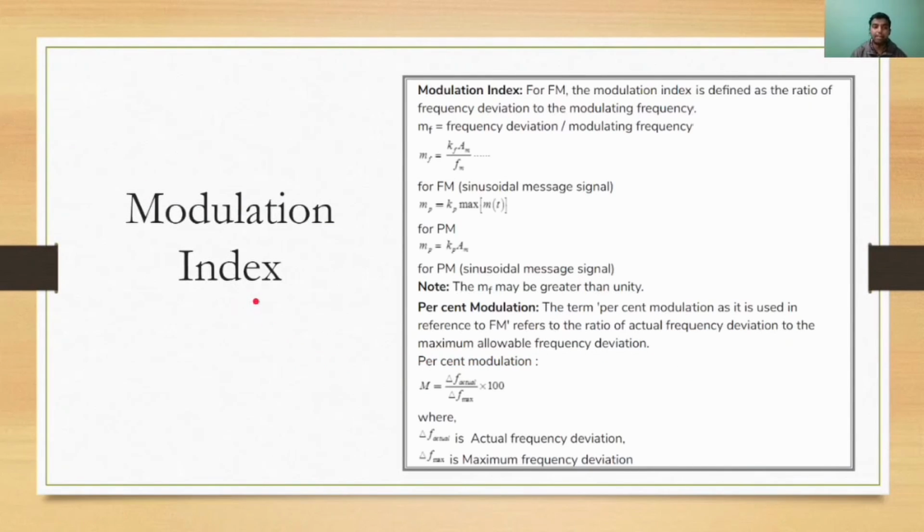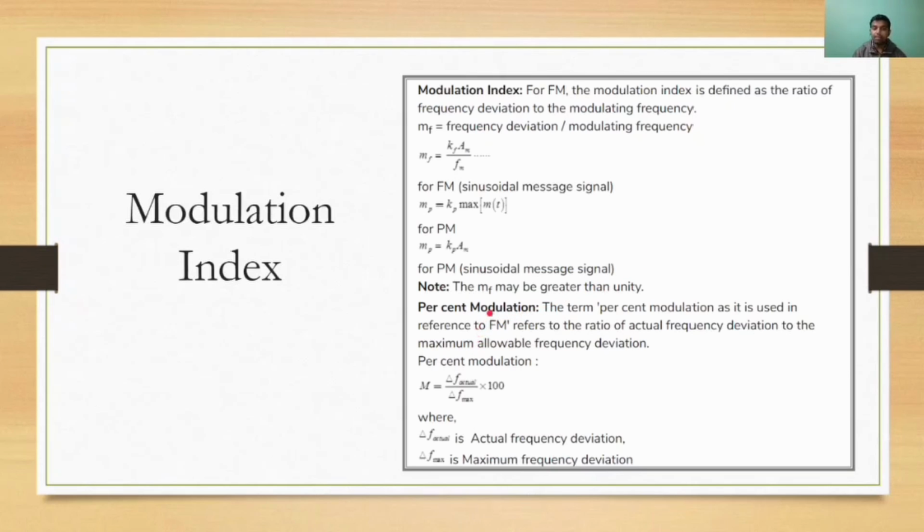Now we will talk again about the modulation index in FM and PM. In FM, the modulation index is the ratio of frequency deviation to the modulating signal frequency. That is mf equal to kf Am upon fm. And in this case, mf can be greater than unity. And for PM, we have mp equal to kp max of m(t), and max of m(t) is the maximum amplitude, that is Am, of the message signal.